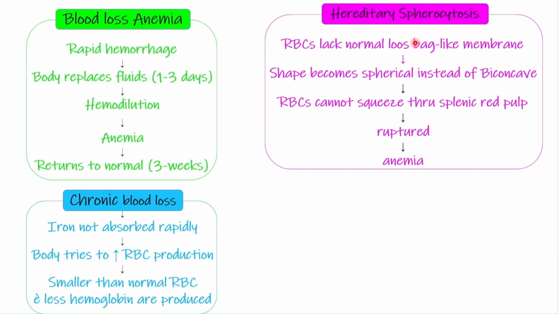Then we have hereditary spherocytosis. As we have discussed earlier, RBCs lack the normal loose bag-like membrane in hereditary spherocytosis. The shape becomes spherical instead of biconcave, which makes them very difficult to squeeze through the red splenic pulp, and because of that they get ruptured in the spleen and then are eaten by the macrophages there, resulting in anemia.